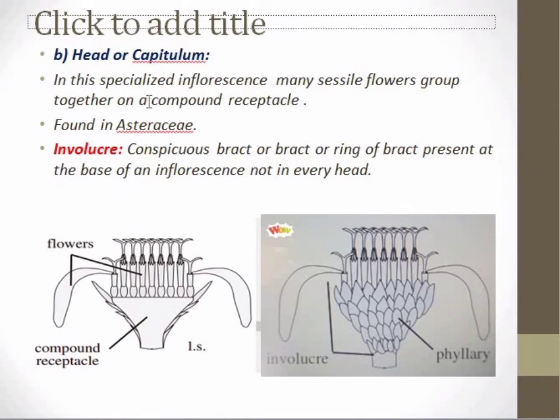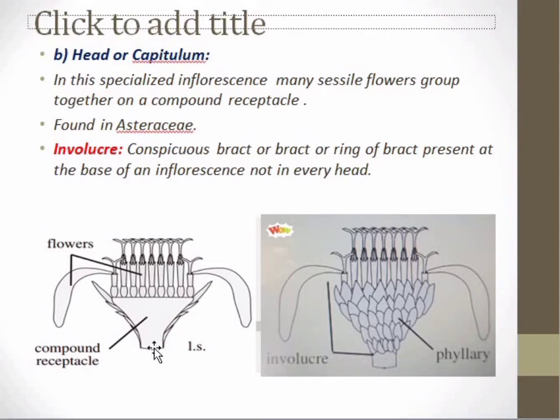Now the other type of specialized inflorescence is the head or capitulum. In this specialized inflorescence, many sessile flowers group together on a compound receptacle. We have discussed the compound receptacle already, that it is a mass of tissue produced at the top of the peduncle bearing many flowers. So look at the structure. This is a compound receptacle, and on this compound receptacle many sessile flowers are grouped together. So this is actually an inflorescence. This is found in Asteraceae, like sunflower.